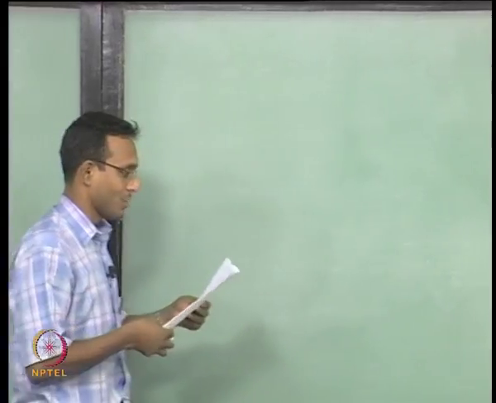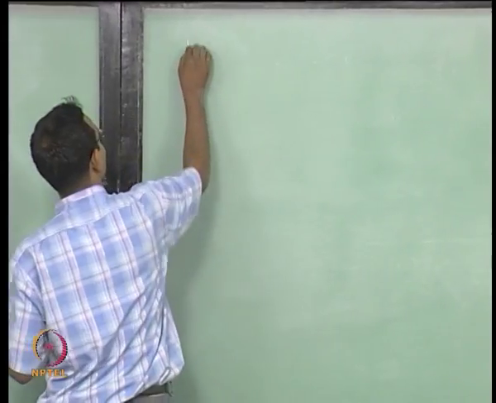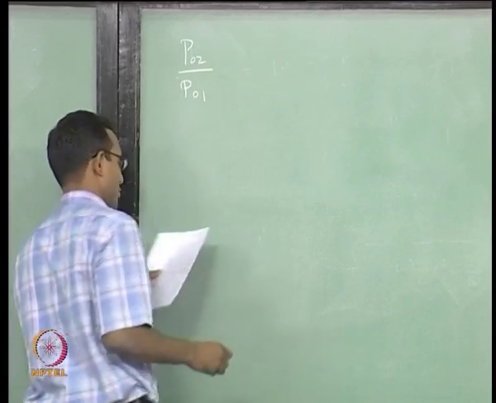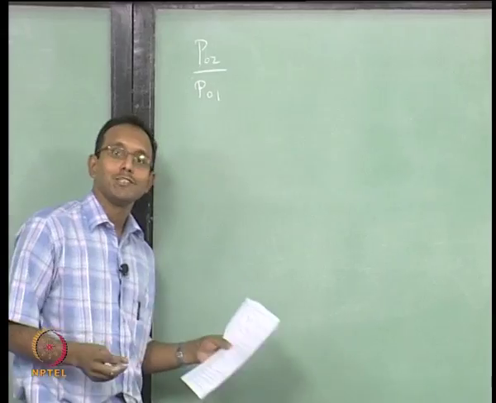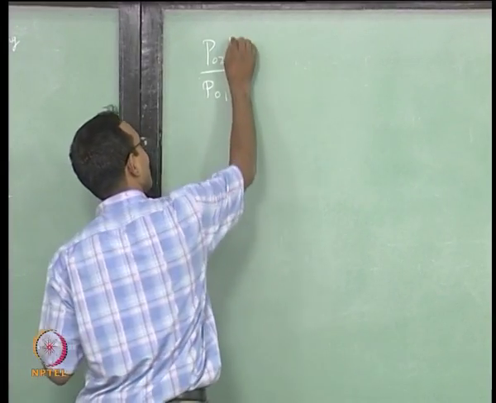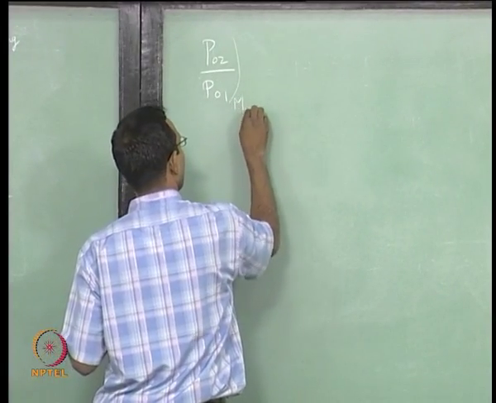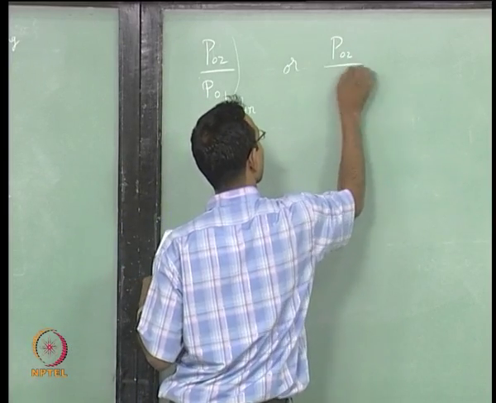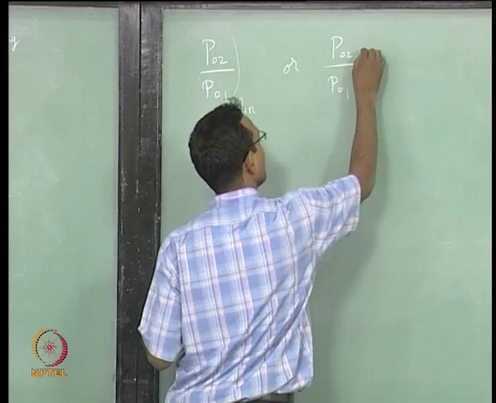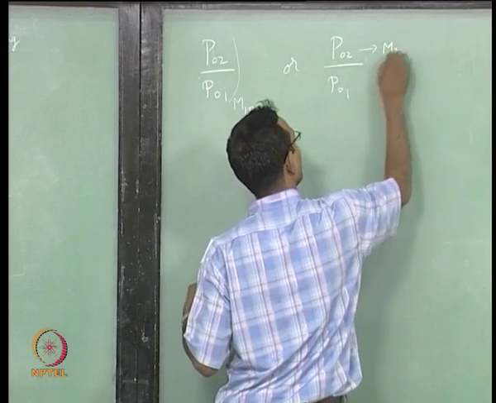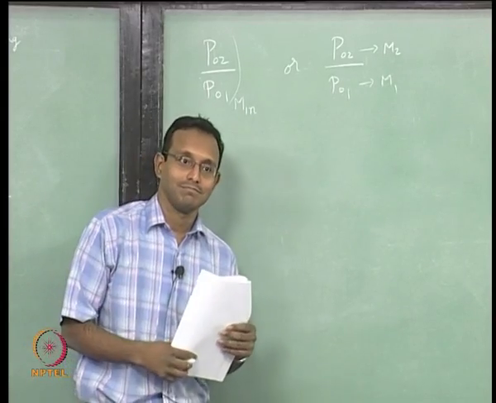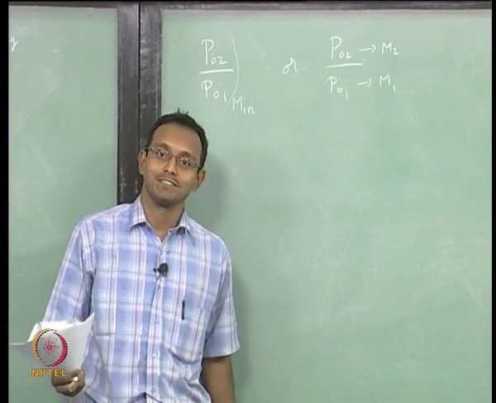If I am thinking strong or weak oblique shock, I am interested in finding P02 by P01. Which way should I find it? Should I find it from M1 normal, or should I find it from this from M2 and this from M1? Which way should I find it? That is the question we want to ask.